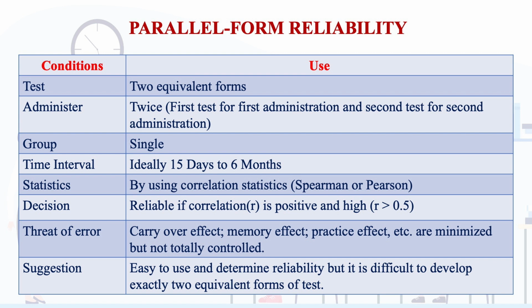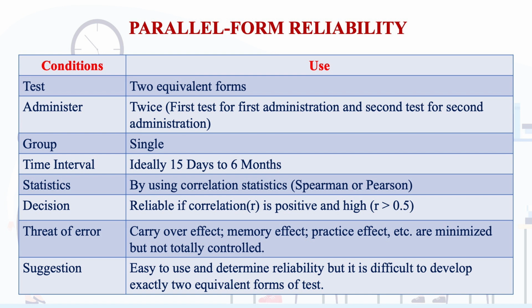So let us try to understand what procedures you have to follow for using the parallel form reliability. First of all, two equivalent forms of test you have to prepare. So you have to prepare two parallel tests. That's why the name is parallel form reliability. That means two parallel tests will be developed, taking from the same content, the same objective areas, same time interval, same types of questions. Okay, but here the items will not be repeated. Items will be different, but everything will be the same.